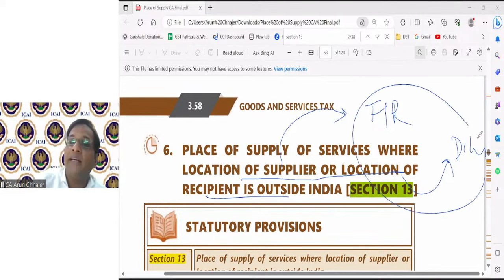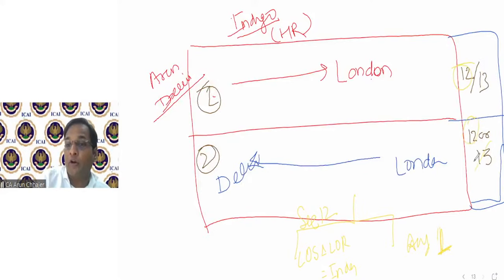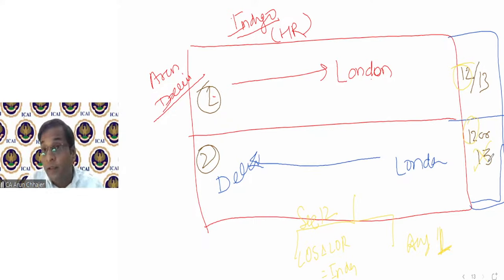Therefore, because both parties are from India, in question number one and question number two, the place of supply will be determined according to section 12, not according to 13. Even though I have taken the ticket from out of India to India, it is not my physical location at the time of the transaction. No. It is the location of supplier and the location of recipient. Let's read the definition. Now we are moving to read the definition of location of supplier and location of recipient. What is the meaning of location of recipient?